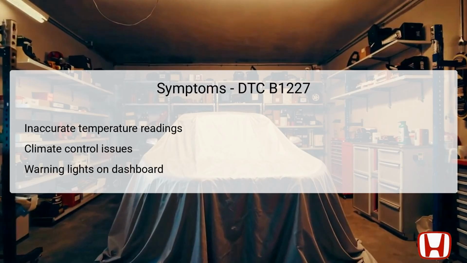Moreover, the climate control system may malfunction, causing ineffective heating or air conditioning, which can impair cabin air comfort. Additionally, warning lights may illuminate on the dashboard, alerting the driver to the problem with the temperature sensor circuit. These symptoms collectively indicate that urgent action is needed to address the DTC B1227 for optimal vehicle operation.